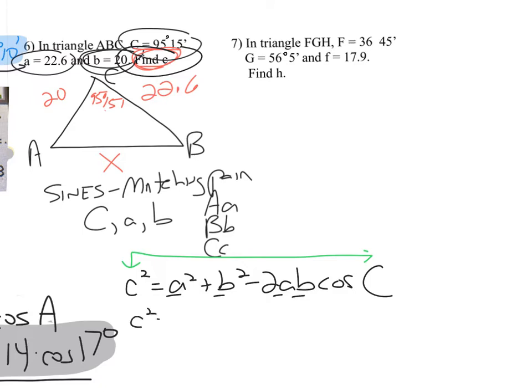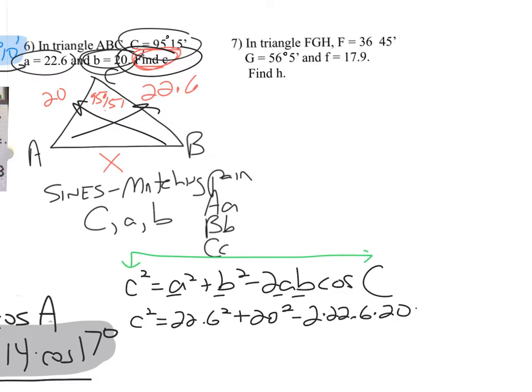So here we're going to have c squared equals a squared, so that's 22.6 squared, plus b squared, so that's 20 squared, minus 2 times 22.6 times 20 times the cosine of angle C, so that's going to be the cosine of 95 degrees and 15 minutes.